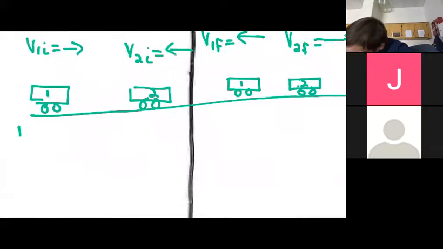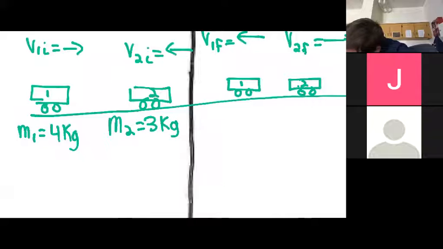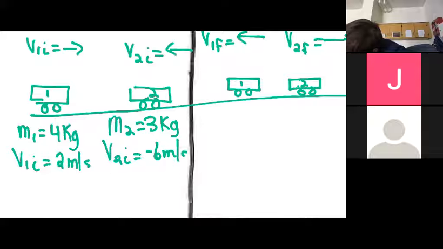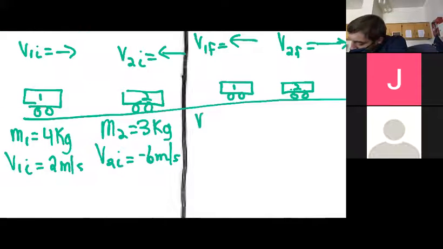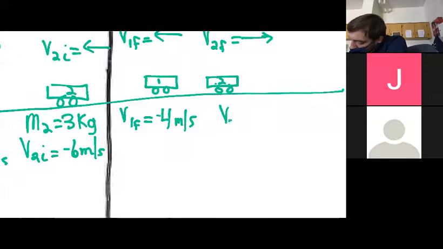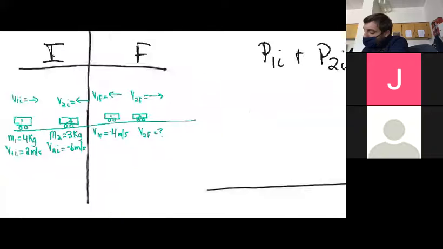Looks like the mass of cart 1 is 4 kilograms. Mass of cart 2 is 3 kilograms. Initial velocity of 1 is 2 meters per second positive. Initial velocity of 2 is negative 6 meters per second. And then one more, they gave me the final velocity of 1 to be negative 4 meters per second. And I am looking for the final velocity of 2.